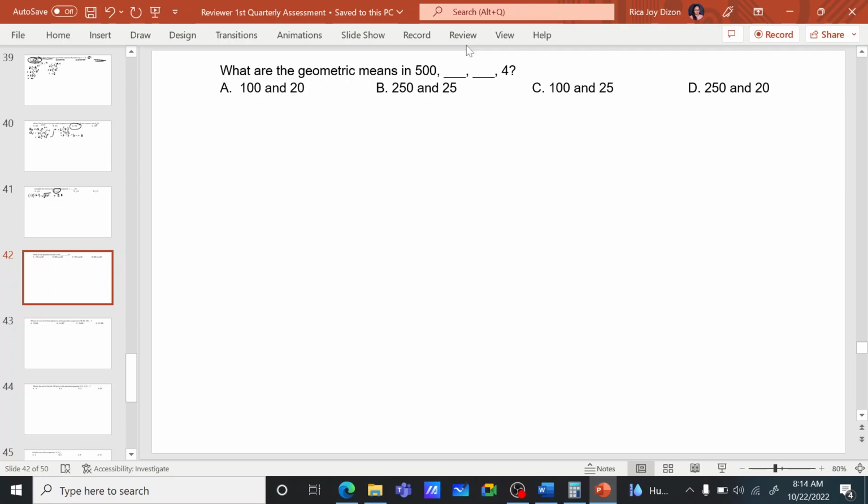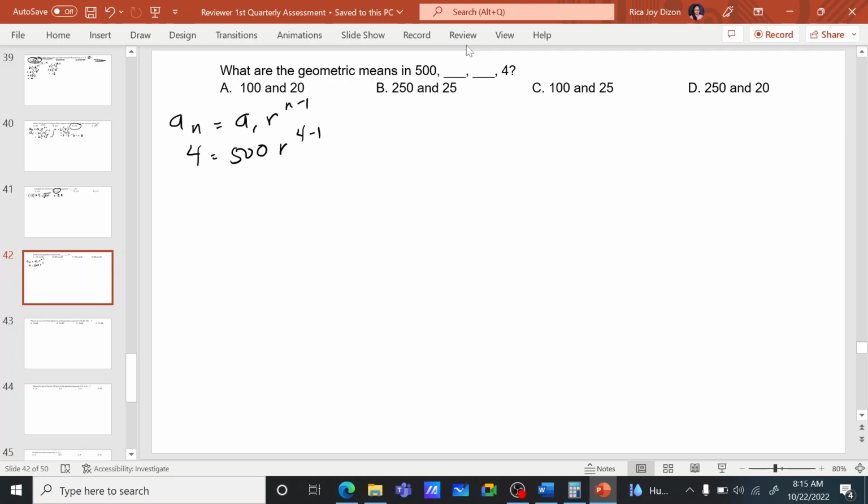What are the geometric means between 500 and 4? We can solve this by finding the nth term of a geometric sequence. a sub n equals a sub 1 times r raised to n minus 1. a sub n is 4. The first term is 500. We don't know r in here.